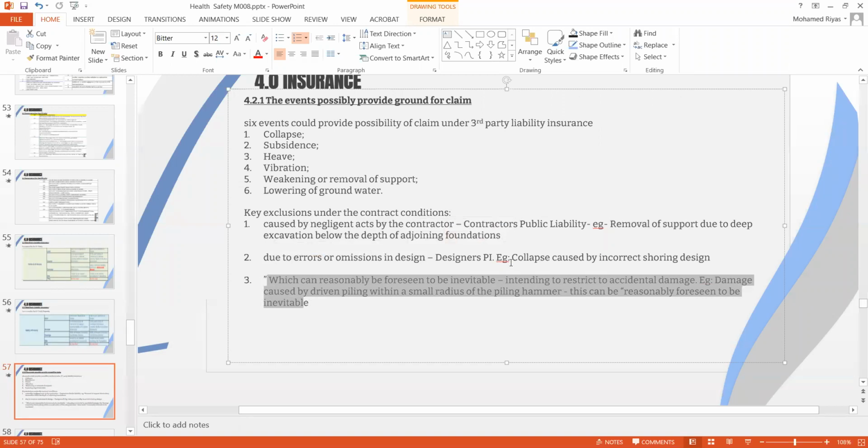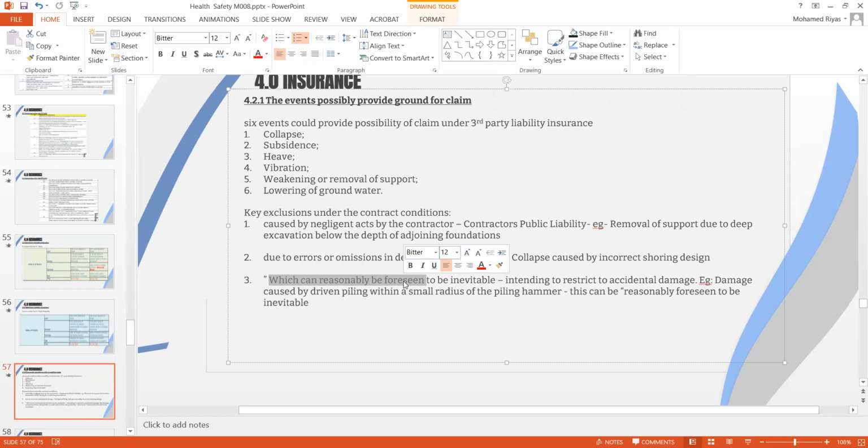Usually, if there is a collapse caused by incorrect shoring design, even though you have third-party liability which covers third-party property also, they will not pay for this because this is purely due to the omission in design. The third one which could be excluded under third-party liability is something you can reasonably foresee. If you can reasonably foresee that this is likely to cause damage to third-party property or persons, this will not be paid or entertained by the third-party liability insurance. Because if you can foresee something, you can't claim under insurance.